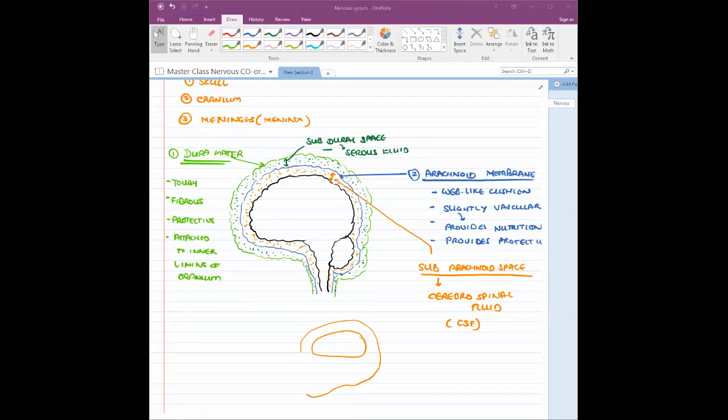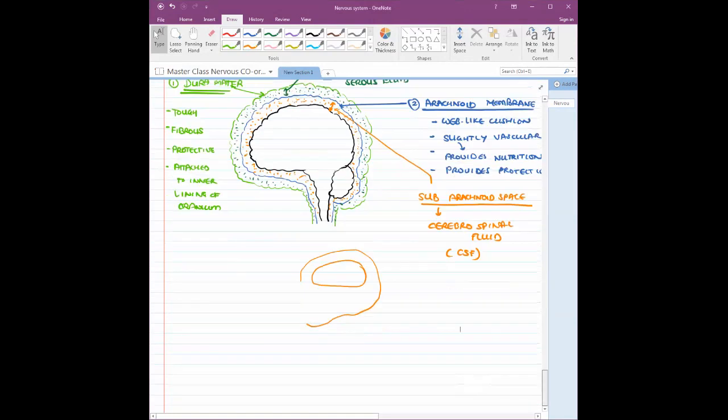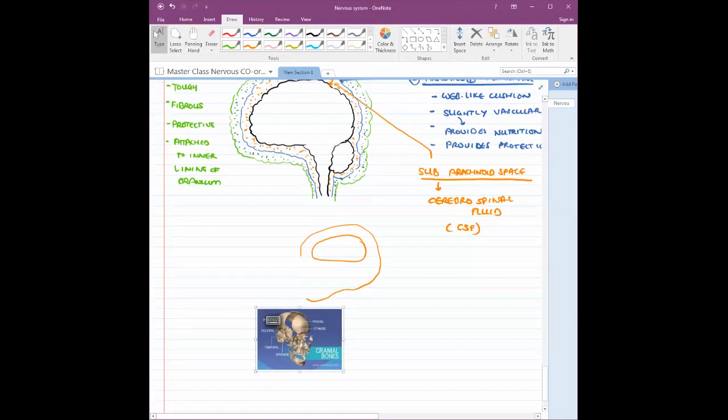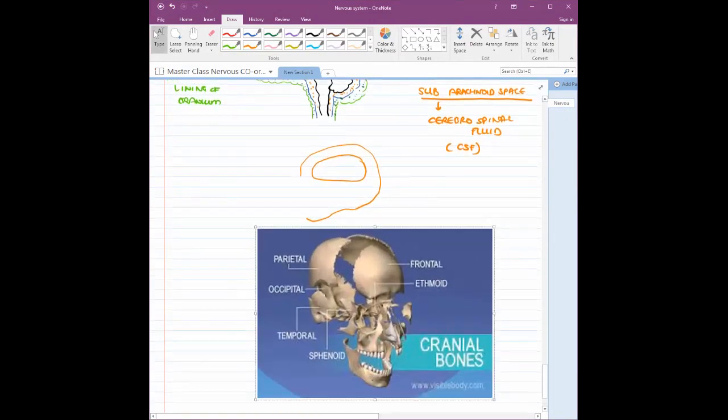Okay, so now let me just show you. We did this when we were talking about your skeleton. When we talked about the skeleton, we had talked about the cranial bones, right? So once again, the same thing. We have all these bones.